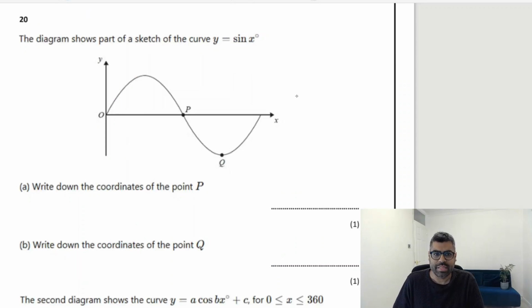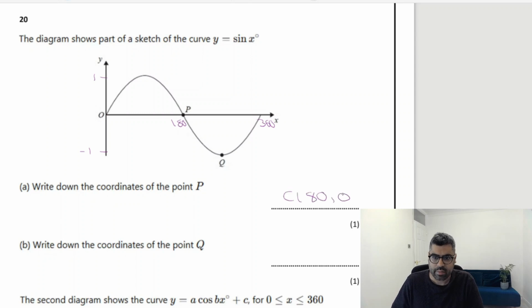So question 20, which is our final question, they've given us a sketch of the curve y equals sine x. They've asked us to write down the coordinates of the point P. So we know from our sine curve a couple of things. Let's just quickly write them down. We know this point is 1. We know this point here is minus 1. We also know this is going to be 180. And we know this is going to be 360. So with that information, the point P is going to be 180, 0.